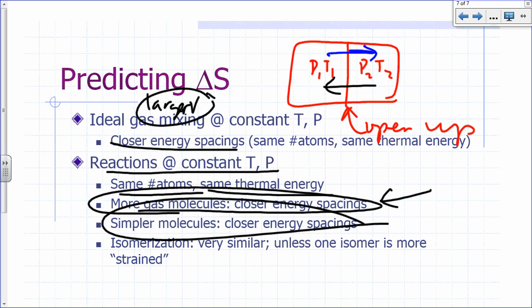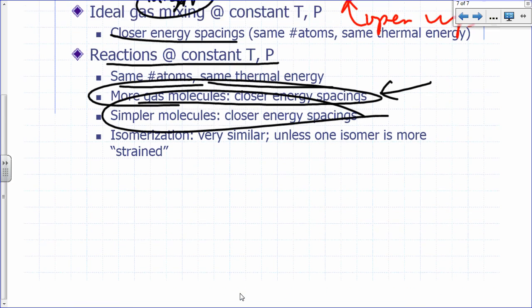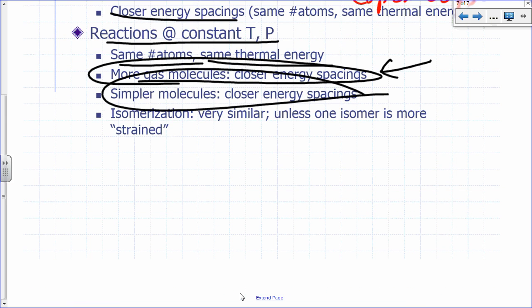what happens in isomerization? Isomers are very similar. They're basically the same molecular formula. It's just a rearrangement of the atoms. So you would expect your delta S to be almost zero, very close to zero, except in cases where one isomer is more strained than the other.